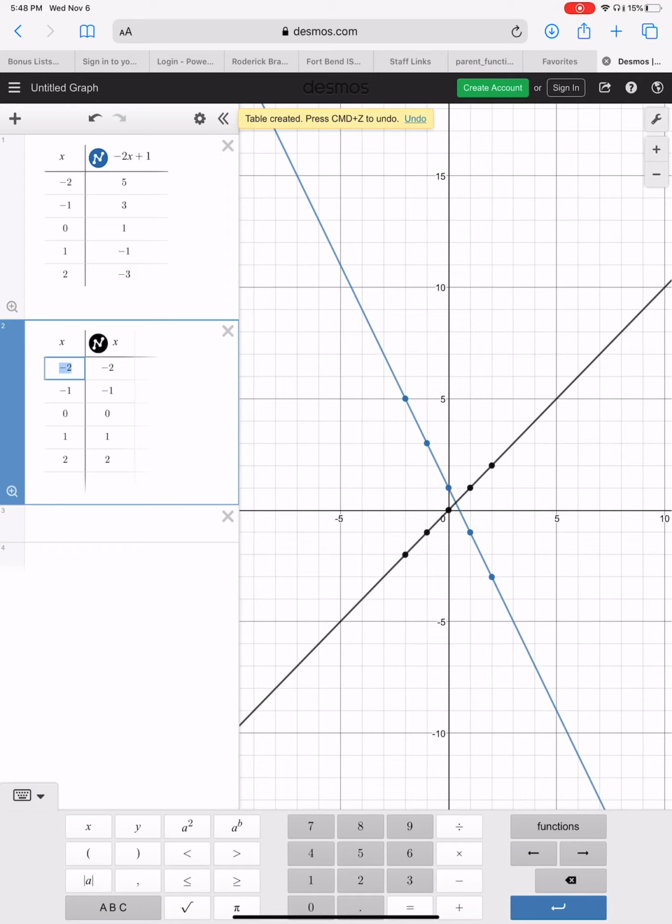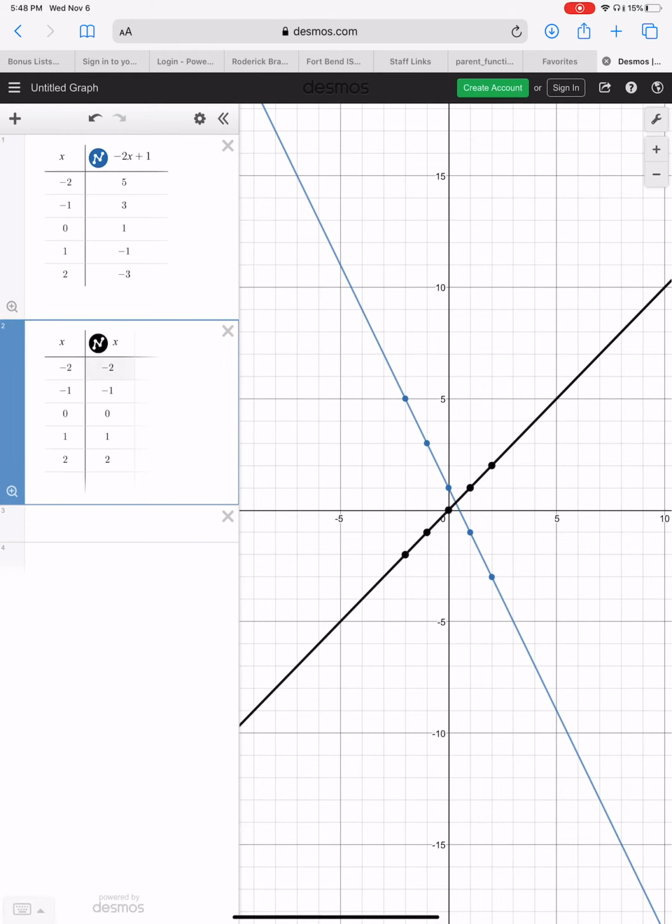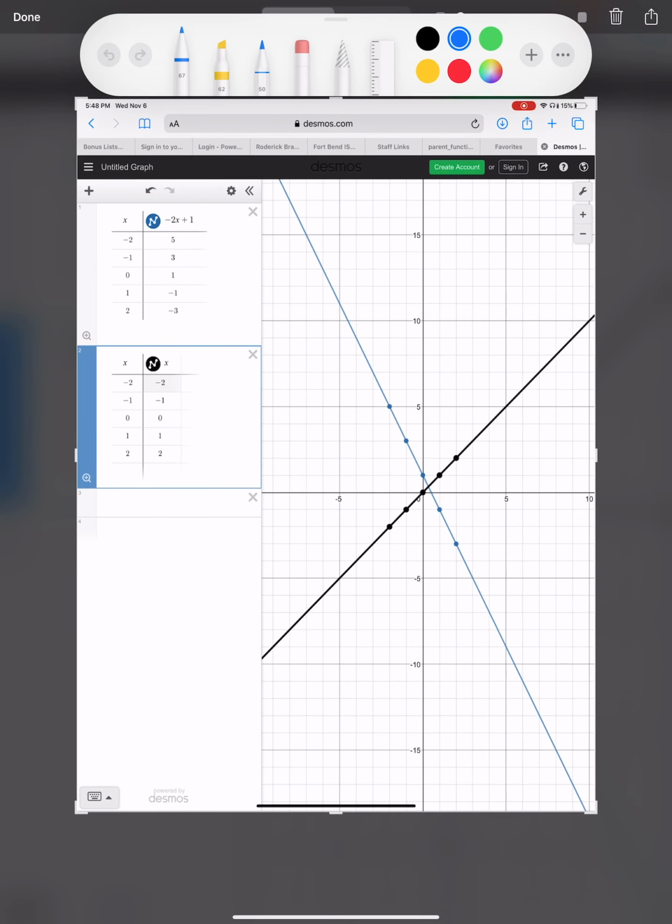So let's just go ahead and look at the table. If I look here, it looks as if the x values did not change, right? But look at this. When x is -2 for my parent function, the y value is -2 for the parent function. But on the transformed or the relative function it is 5. So one might say, oh, well, it went up 7.